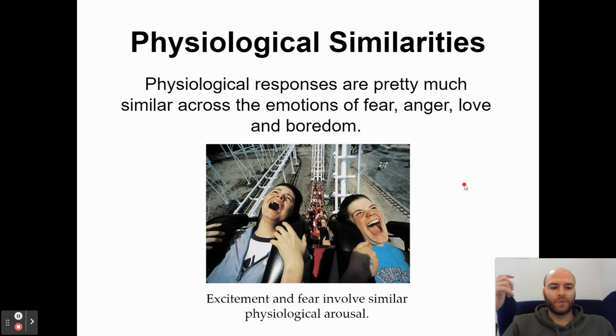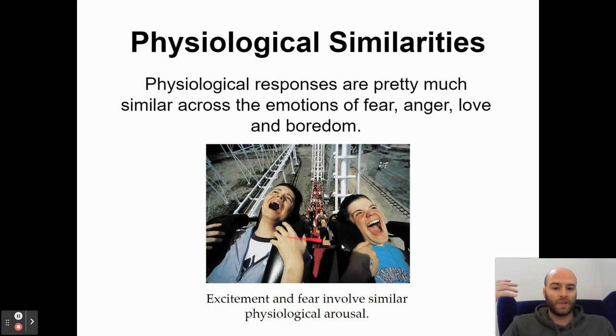Okay, so we kind of just mentioned this, but the physiological responses are pretty much similar across emotions of fear, anger, love, and boredom, right? Which makes it interesting. It's hard for our body to understand, without cognitively appraising the situation, which of these emotions we're feeling, if they all have very similar physiological responses, right? Excitement and fear involve very similar things.